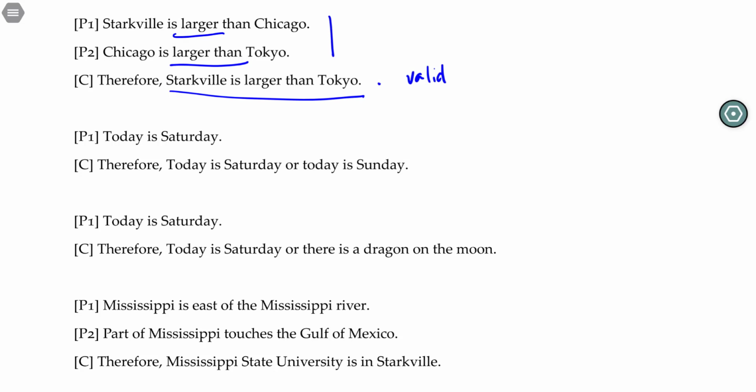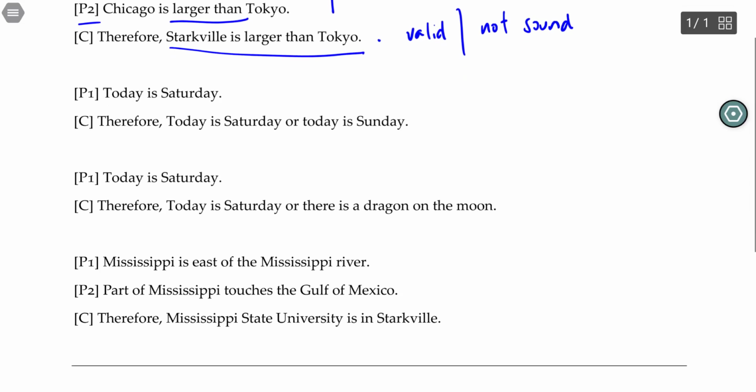Now you might notice, of course, that these two premises are false. Starkville, Mississippi is much smaller than Chicago, and Chicago is smaller than Tokyo. So the premises are false, but that doesn't matter for it being valid. For valid, of course, all we care about is if the premises are true, what does that mean for the conclusion? However, since you know the term, I'll just include that this argument is not sound. So valid but not sound.